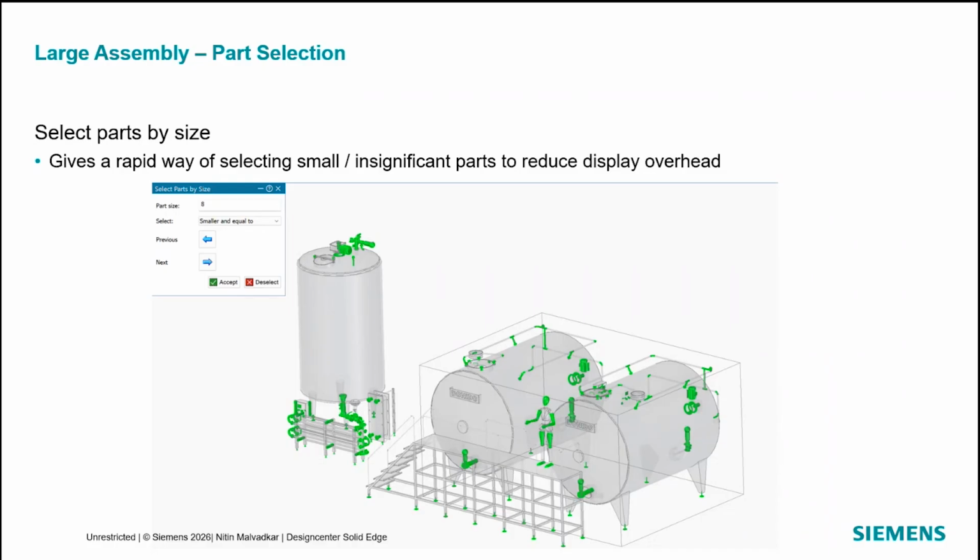Now, another option available within part display configuration is unload these hidden parts. So once you have unloaded these hidden parts, these parts are not stored on the disk anymore. And this in turn helps improve the graphic performance.